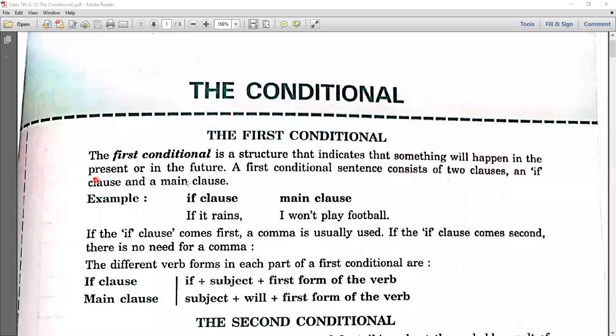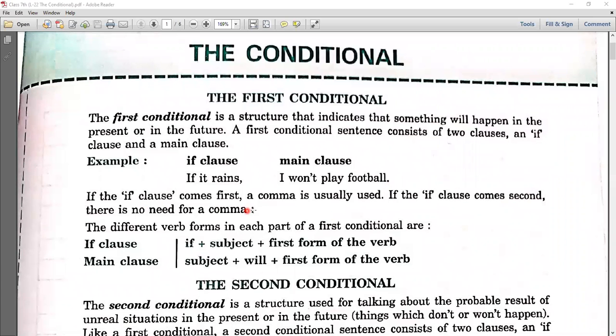यानी कुछ होगा present में या फिर future में. A first conditional sentence consists of two clauses. Means an if clause and a main clause. As I have told you, in the conditional sentence there are two clauses. First will be if and second will be main clause. Okay, so this is very simple, if clause and main clause. So देखिए, if clause and main clause. If clause means if it rains, and I won't play football, let's join them. If it rains, I will not play football.